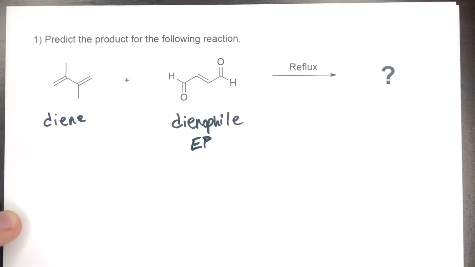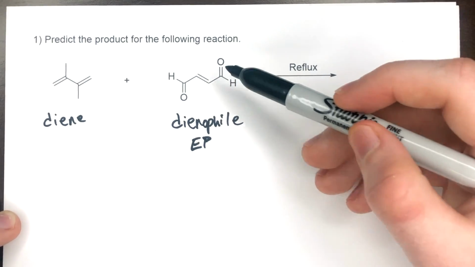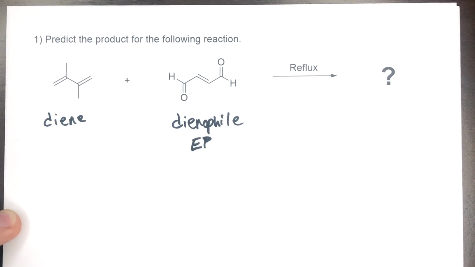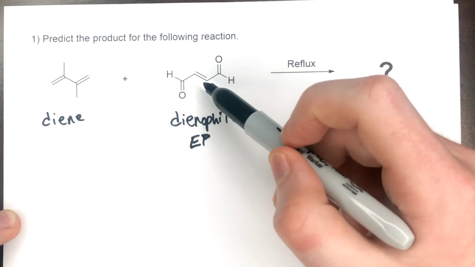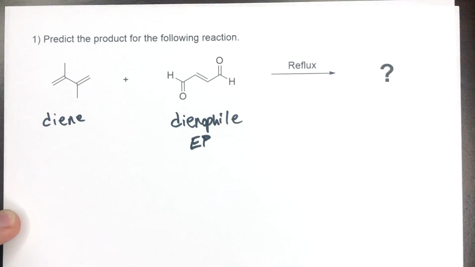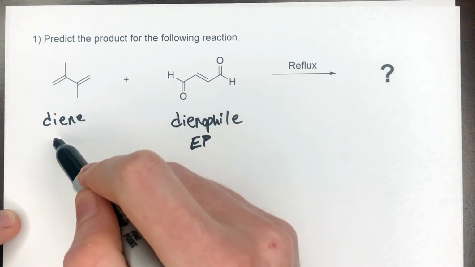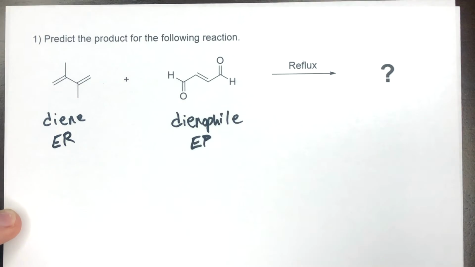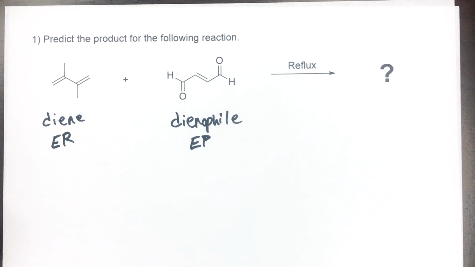It's an electron poor dienophile because we have electron withdrawing groups in the aldehyde. That is pulling the electrons away from the alkene to stabilize the partial positive charge on the carbonyl, and in essence, that pulls the electrons away from the alkene, making it electron poor. And then through hyperconjugation, the diene is electron rich because of the donating ability of the methyl groups to the alkenes, both of them.